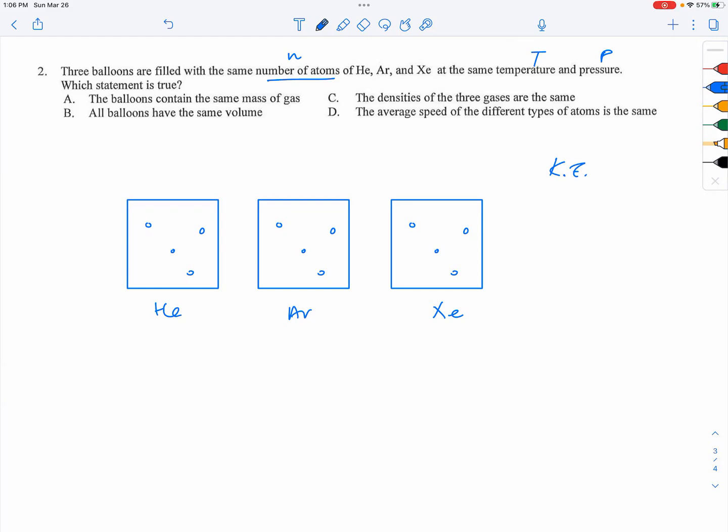Since you brought up the kinetic energy, I would ask, would they travel at the same speed? Good. So same kinetic energy, but different speed. Okay.